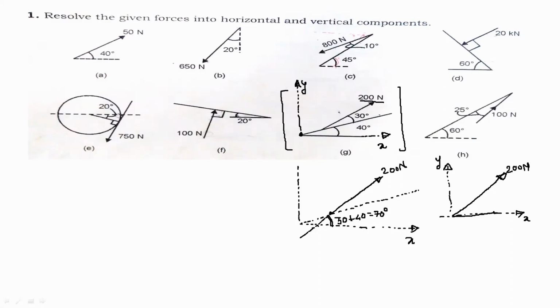So this will be your x component, that is fx. This is your y component, fy. And this angle is theta, that is equal to 70 degree. Okay. So your fx value is equal to 200 cos 70, and your fy value is equal to 200 sin 70. Okay. So if you have the calculator, you can find out the exact answer. What is the 200 cos 70?